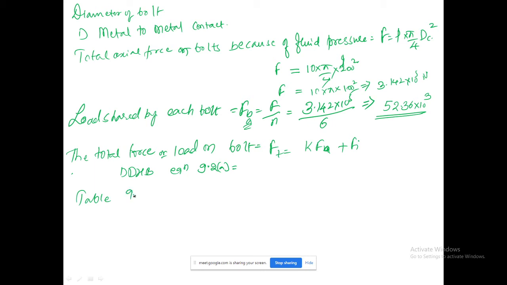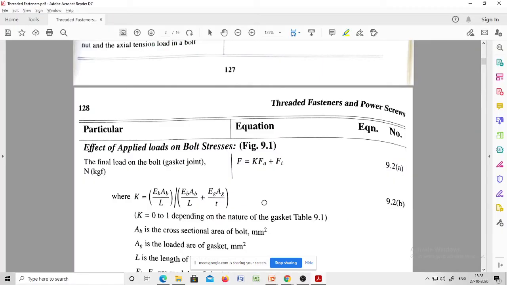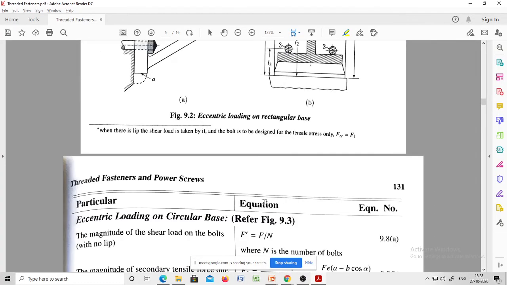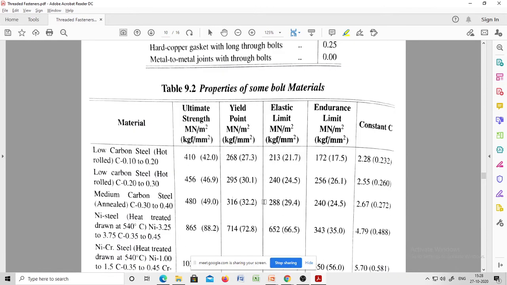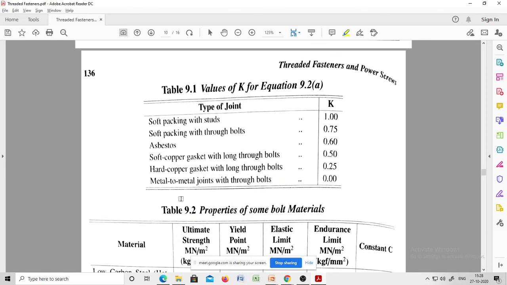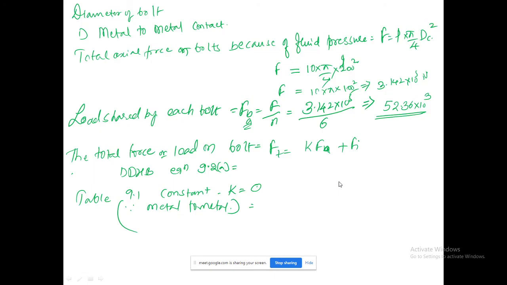Refer to table number 9.1. The value of constant K equals 0, because it is metal to metal contact. Let us look at the table here. Right, table number 9.1: if it is metal to metal contact, then K has to be 0. Next, the initial tension for metal to metal contact.